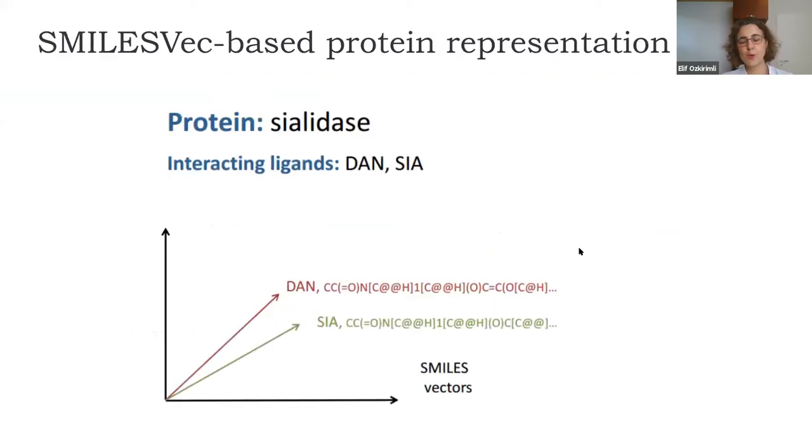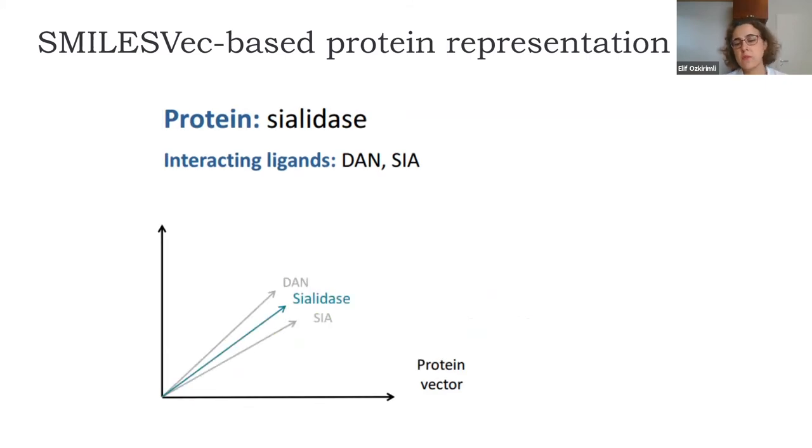Do you remember that I told you that I will be representing the protein by the compounds that it binds to? Because I will be saying, tell me who your friends are and I will build your picture. The protein in this case is sialidase. The interacting ligands are DAN and SIA, that have these two chemical SMILES vectors that I obtained using the methodology I just described. The sialidase vector then just becomes the resultant vector of the two interacting ligands.